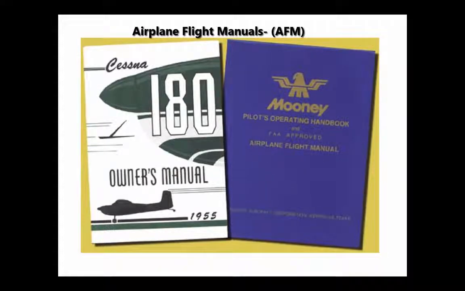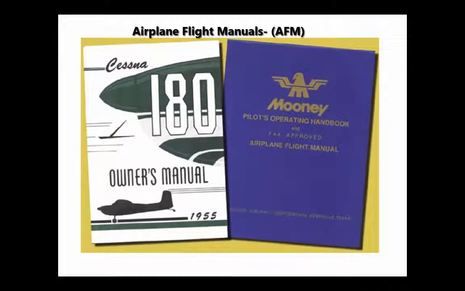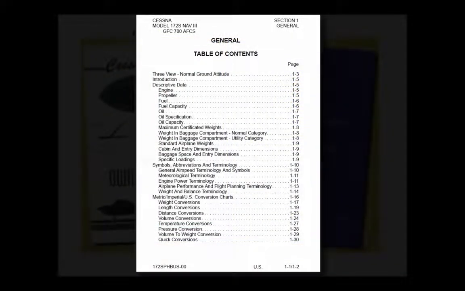While the AFM POH may appear similar for the same make and model of aircraft, each manual is unique and contains specific information about a particular aircraft, such as the equipment installed and weight and balance information. Manufacturers are required to include the serial number and registration on the title page to identify the aircraft to which the manual belongs. If a manual does not indicate a specific aircraft registration and serial number, it is limited to general study purposes only.